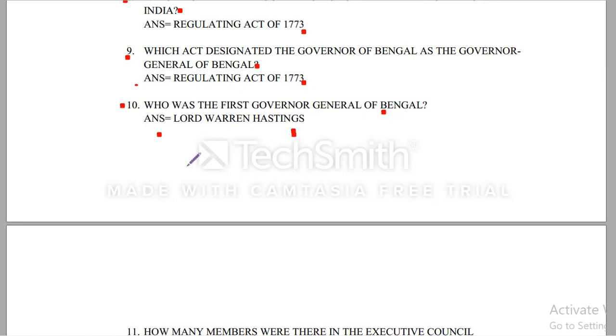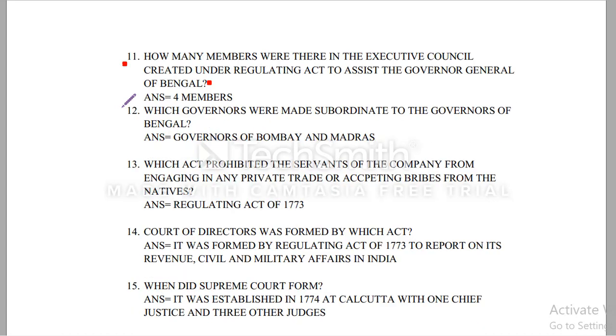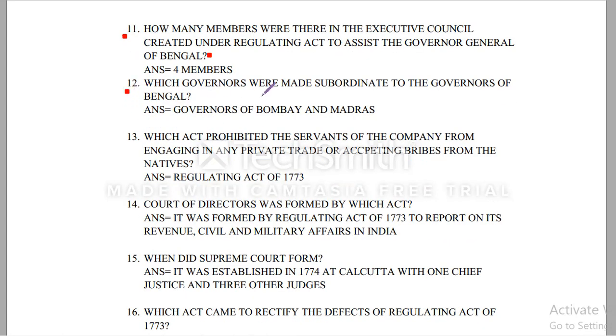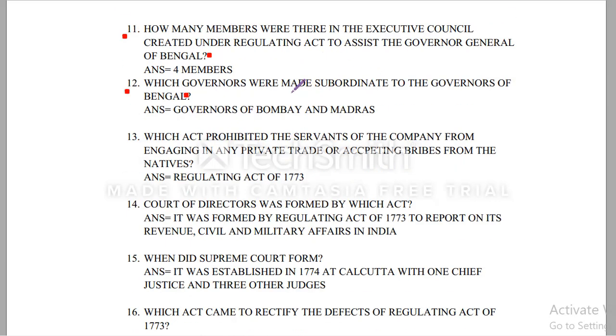Lord Warren Hastings. Next question, how many members were there in the Executive Council created under Regulating Act to assist the Governor General of Bengal? There are 4 members to assist the Governor General of Bengal in the Executive Council. Next question, which governors were made subordinate to the governors of Bengal? Governors of Bombay and Madras were made subordinate to the governors of Bengal.